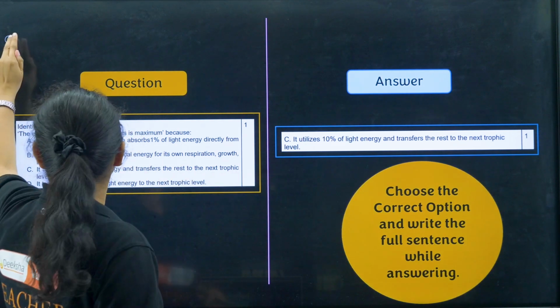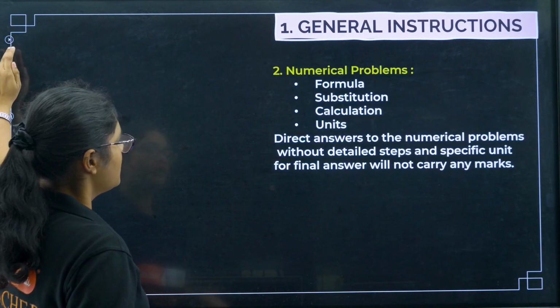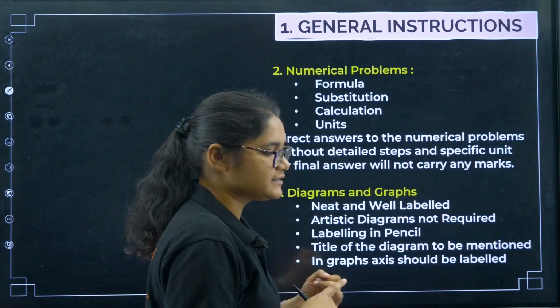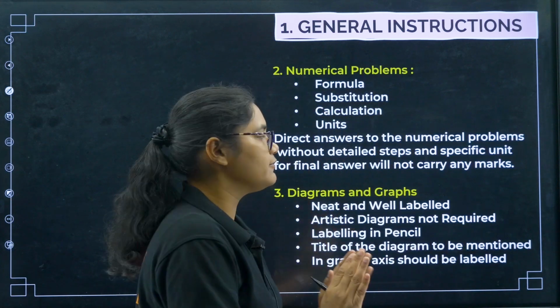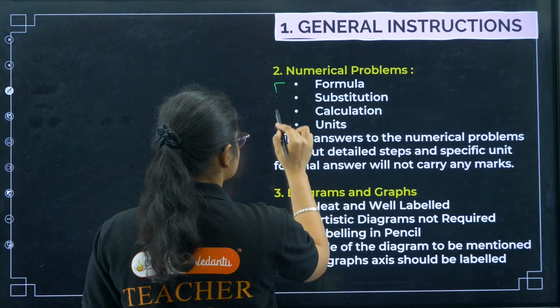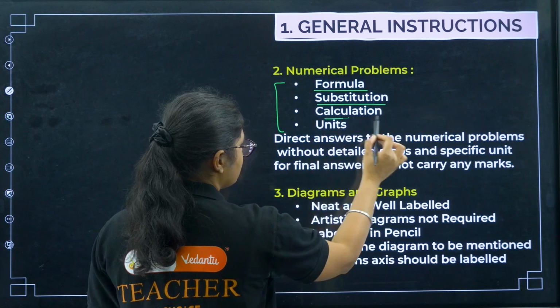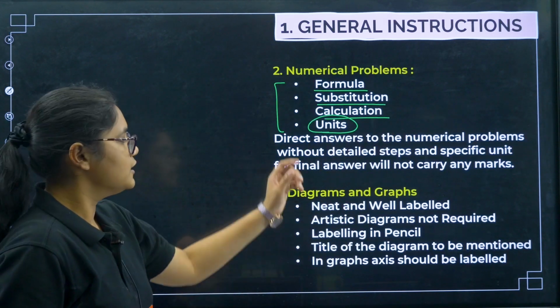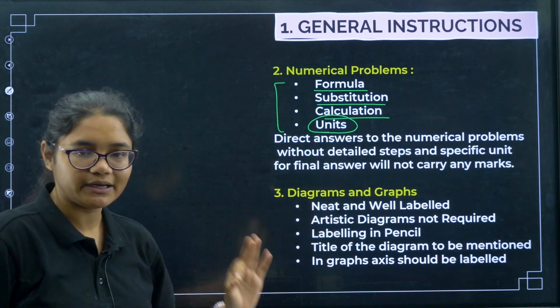Okay, next, the second thing in general instructions is for your numerical and diagram based questions. In physics, chemistry, maths, you have so many numerical questions. So you have to follow just these 4 steps. First, write down the formula, then do the substitution, then you have to do the calculation, and in the final answer, units must be mentioned. Without units, marks will be deducted.